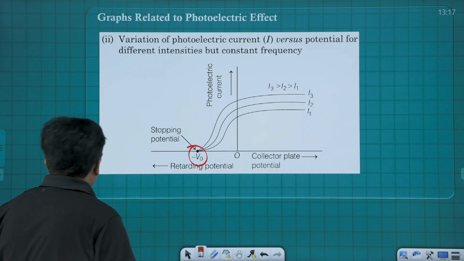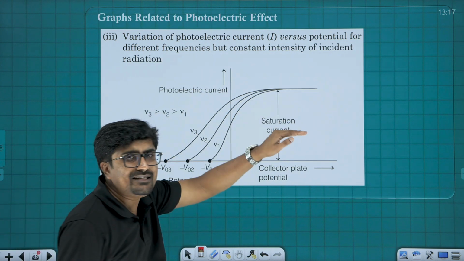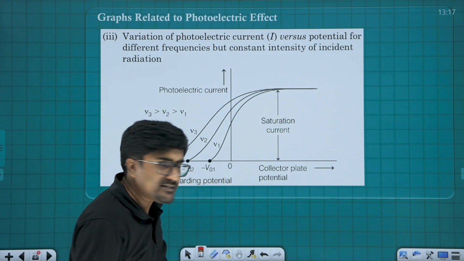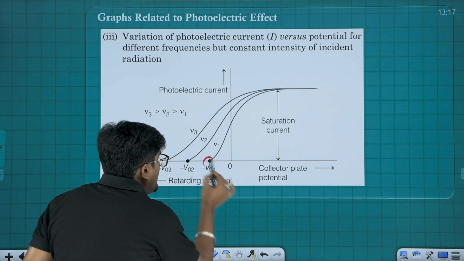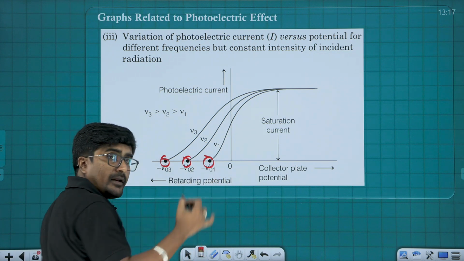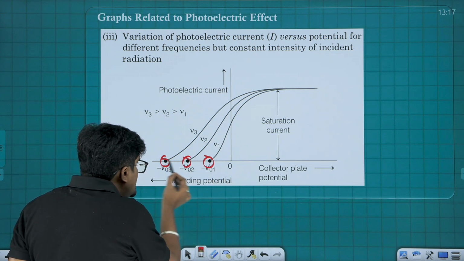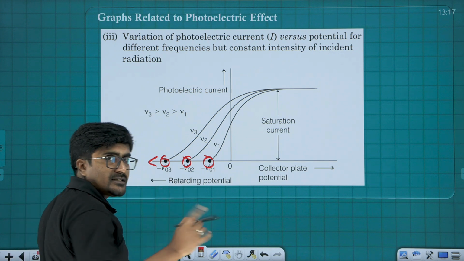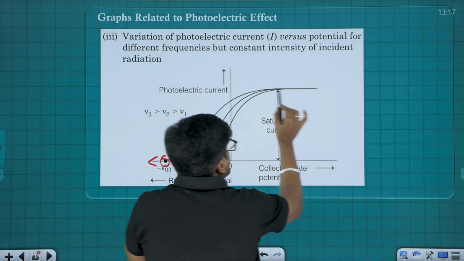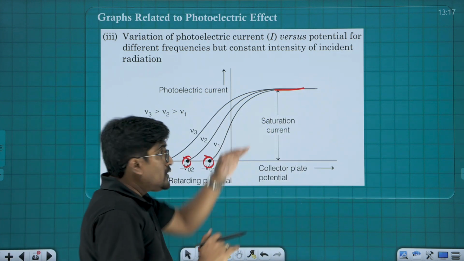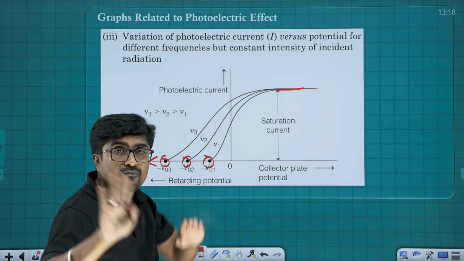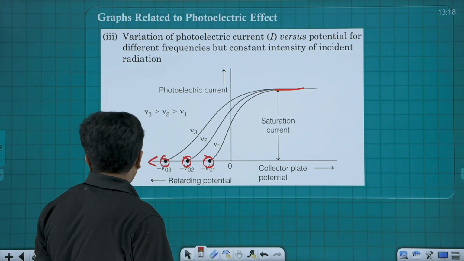and since intensity was increasing, Imax will keep on increasing. Now in this case intensity is kept constant and frequency is increasing. Once frequency is increasing, what will happen? The stopping potential will keep on increasing. You can see it's moving in the backward direction. Since intensity remains the same, the maximum value of current is not changing at all. That is common for all the three radiations in this case.